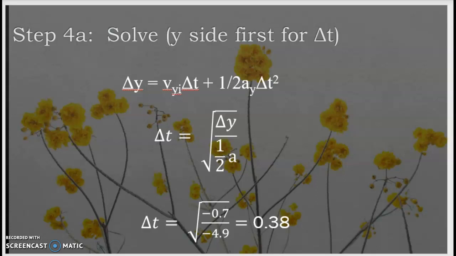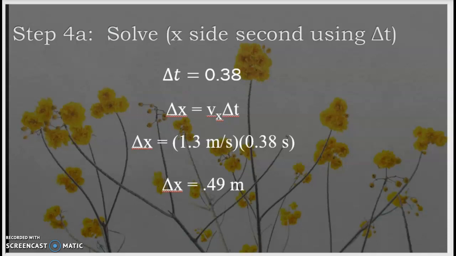So I'm going to take that 0.38 seconds, which I figured out on the y side, and I'm going to put it onto the x side, because time unites the problem. So delta t equals 0.38 seconds. I plug that in. I find my delta x to be 0.49 meters. Okay, that's part A done. Good job. Now I have to go back and solve for part B.